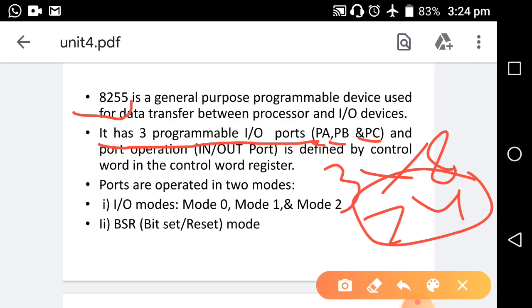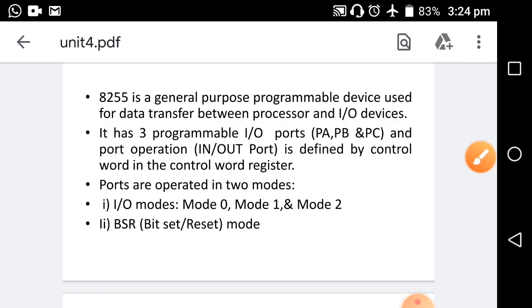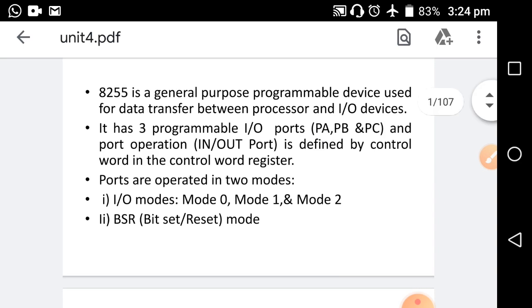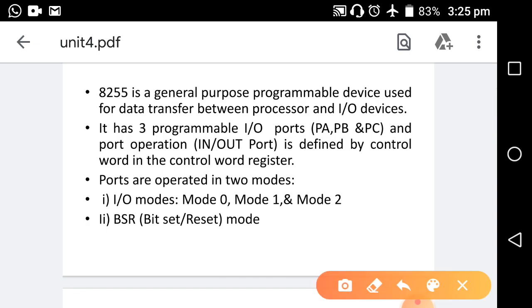But port A, port B and port C are independently programmable, and port A can be input and output as well as port B can be input and output, but the mode selection is important for this programming. In the mode selection, all the interfacing devices like 8259, 8253, 8237 or 8255 have some control register which decides the operation of the interfacing devices to work with the microprocessor.